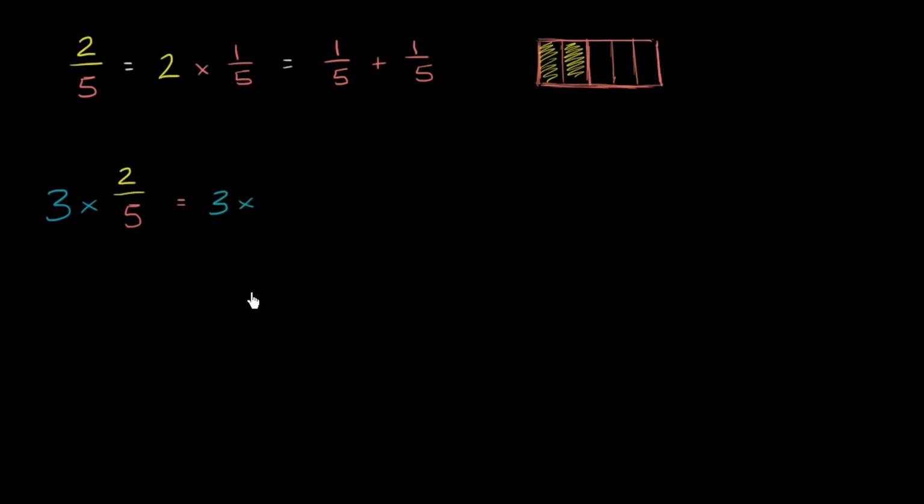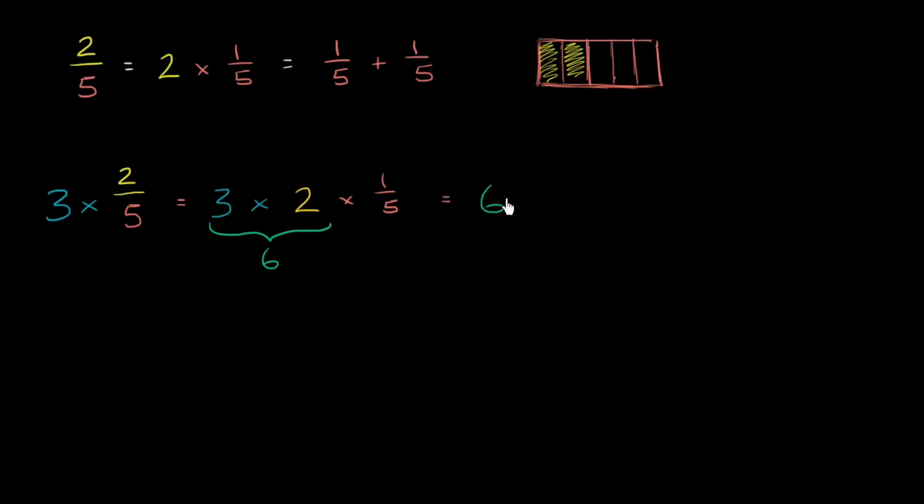So this is the same thing as 3 times 2 times 1/5. In multiplication, we can multiply the 2 times the 1/5 first and then multiply by the 3, or we can multiply the 3 times the 2 first and then multiply by the 1/5. So you could view this as being equal to 3 times 2, which is of course 6. So this is the same thing as 6 times 1/5.